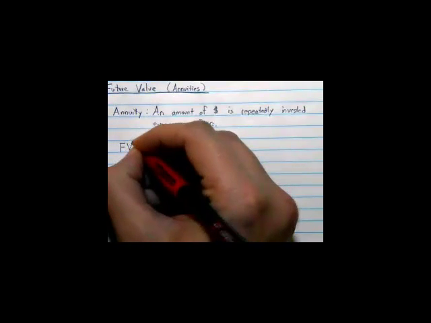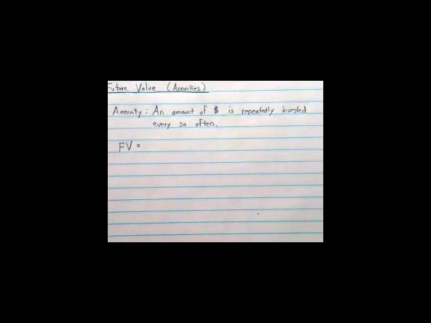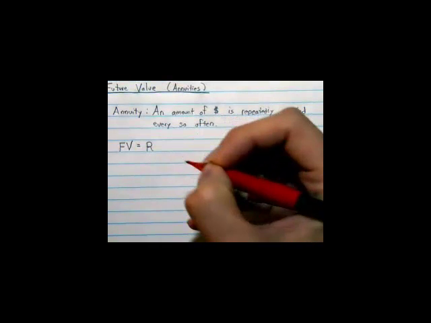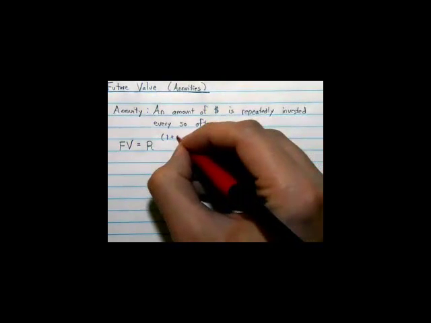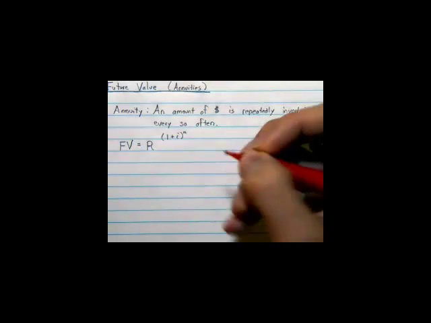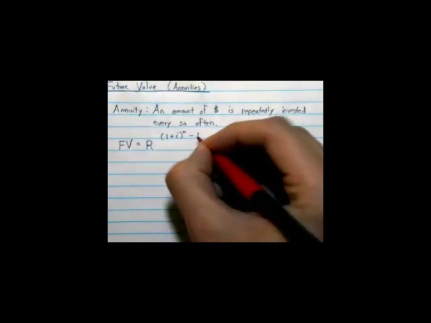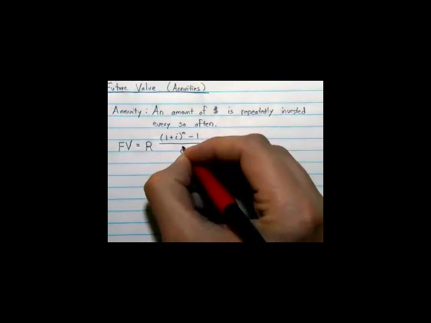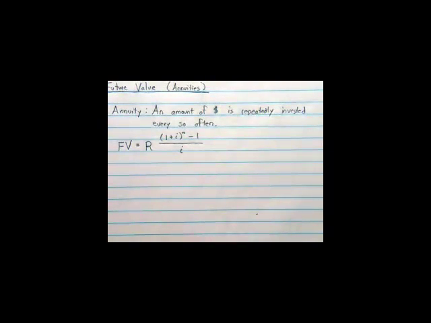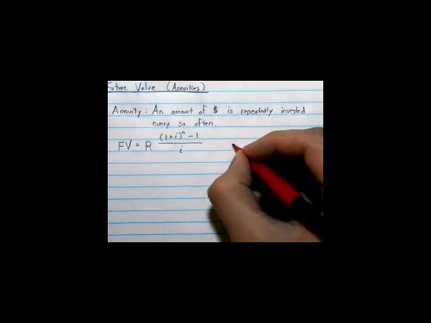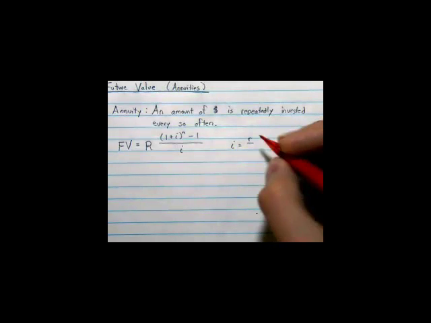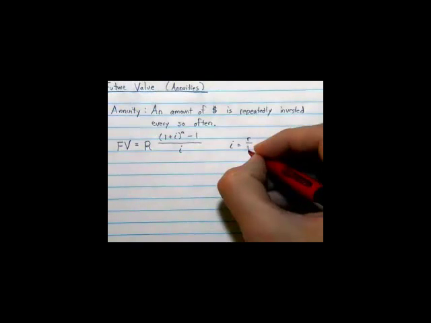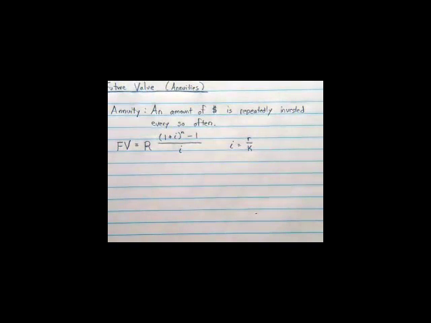Okay, so the equation for future value, though, is this. FV equals R times (1 plus I to the n, minus 1) over I. And again, these are equations you will not have to memorize, thank goodness. And I is equal to R divided by K. Okay, so what is all this stuff?